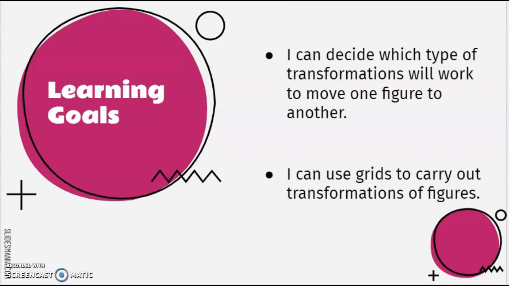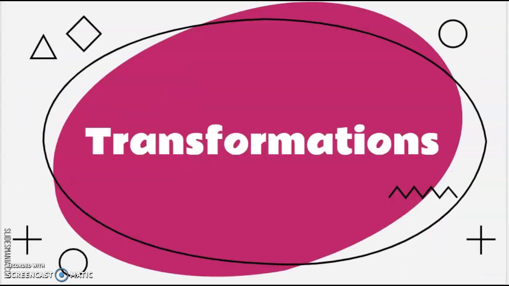Moving forward, our learning goals for today say, I can decide which type of transformations will work to move one figure to another. And I can use grids to carry out transformations of figures. So the first part of transformations is translations.